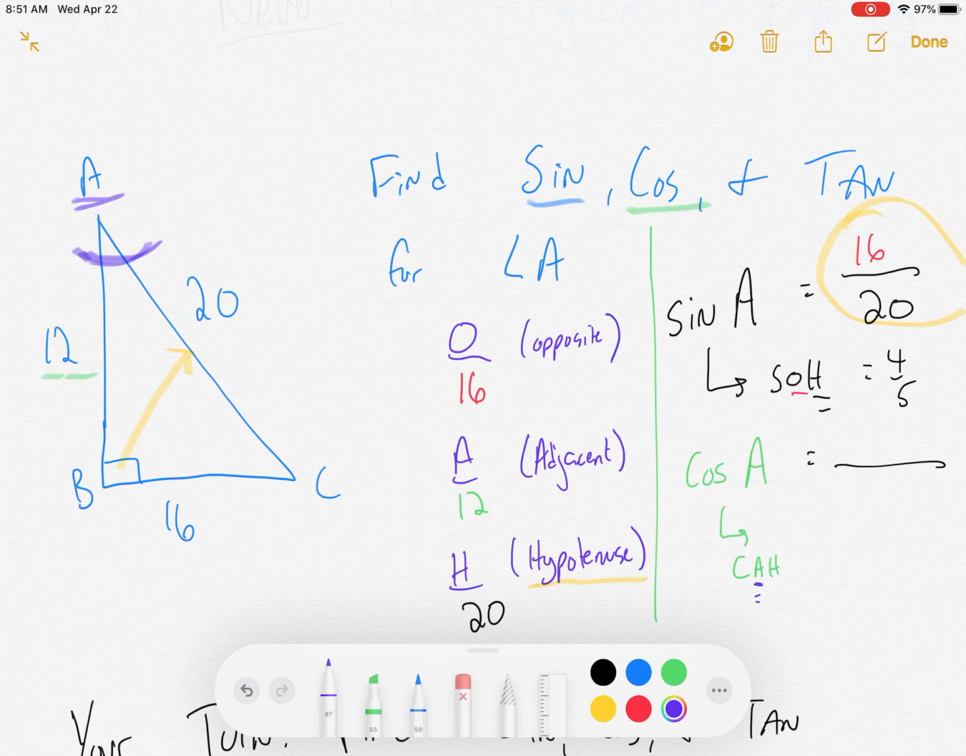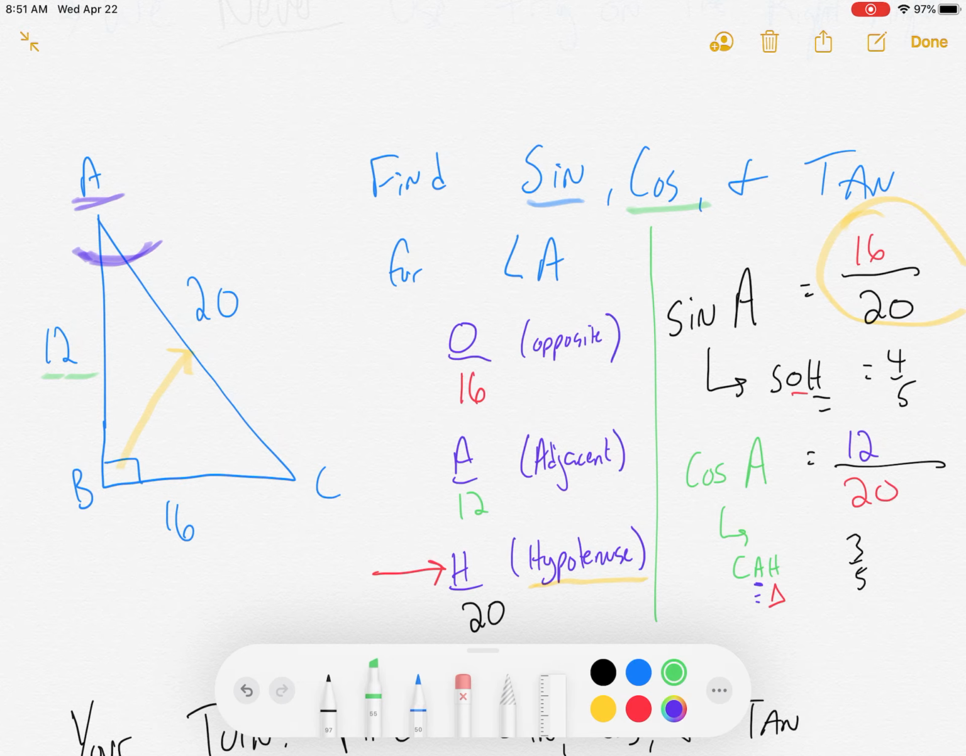So what goes on top? Cosine is CAH. So the first thing I'm going to find is my adjacent value. What was my adjacent value? My adjacent value was 12. Next up, I need to find out what my hypotenuse was. My hypotenuse, we said, was 20.